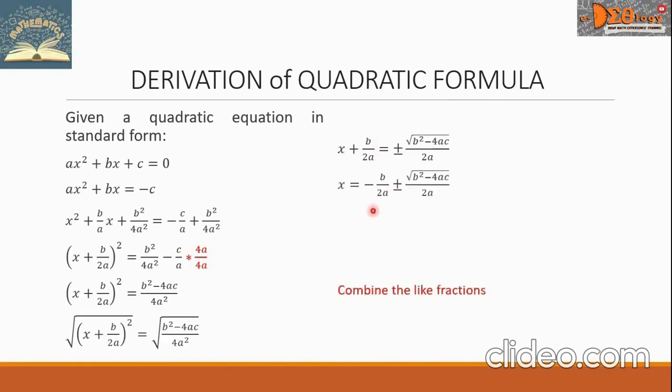And then let us combine the fractions of the right side. Obviously, they are like fractions. Simply, we operate on the corresponding numerators. So we have now x equals negative b plus or minus the square root of the quantity b squared minus 4ac all over 2a. This is now the beautiful quadratic formula.